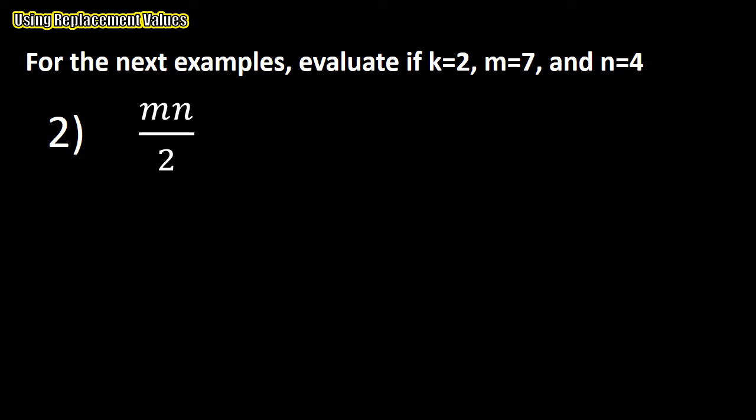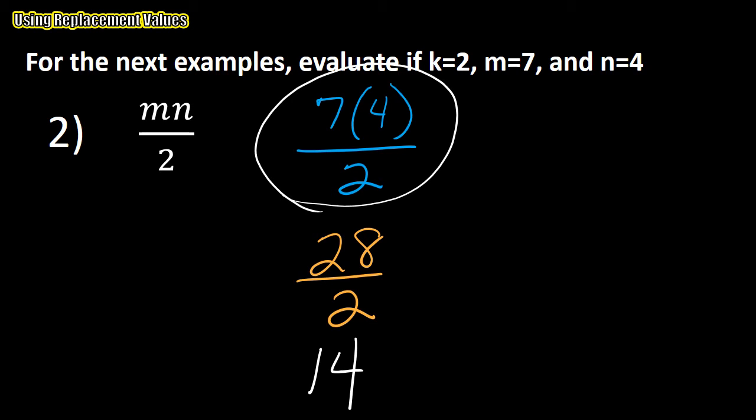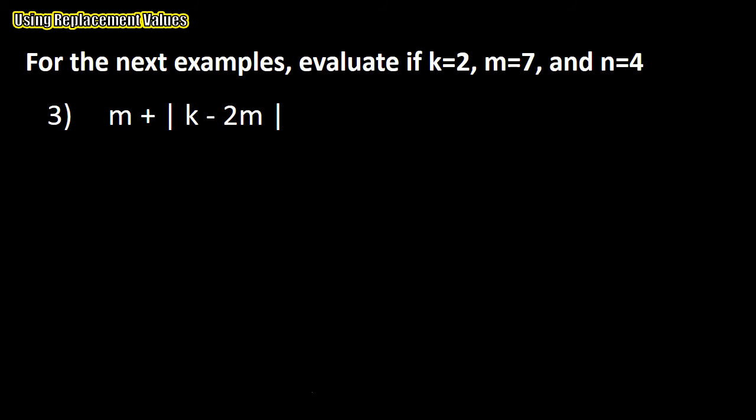Here we're given this one, we have mn over 2. Let's go ahead and rewrite it with the replacement values. So m is 7, n is 4, and it's all over 2. I'm going to do everything in the numerator first. So 7 times 4 is 28 over 2, and then 28 divided by 2 gives me 14. And so you can see I showed that step of the replacement values, and then I did one step at a time using order of operations.